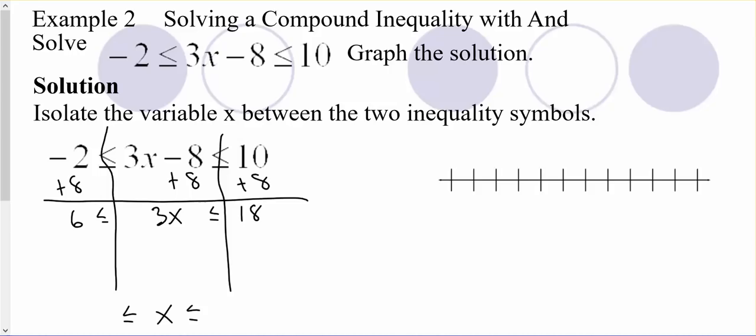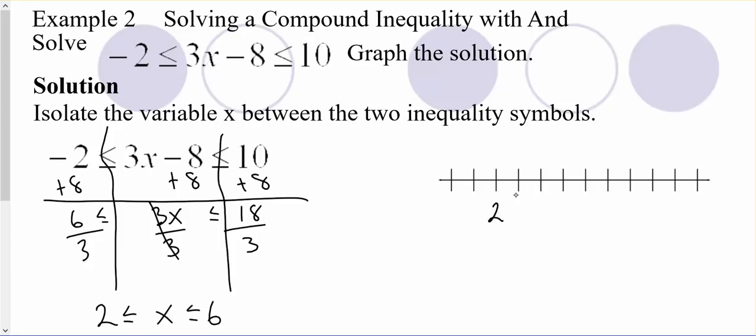is 18. Now what's happening to my variable? It's being multiplied by 3. So we're going to divide all three sides by 3, and I get 6 divided by 3 is 2. 3 divided by 3 simplifies out, that's how I have my x, and 18 divided by 3 is 6. So now I would read this again from the middle. All real numbers greater than or equal to 2 and less than or equal to 6.